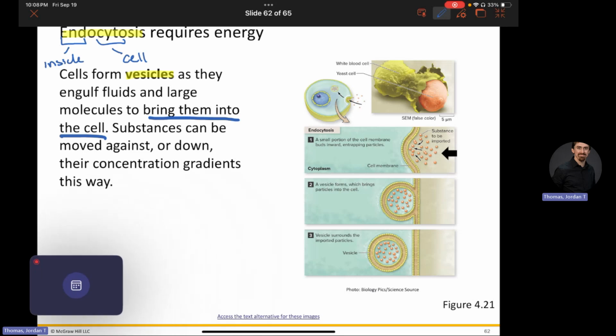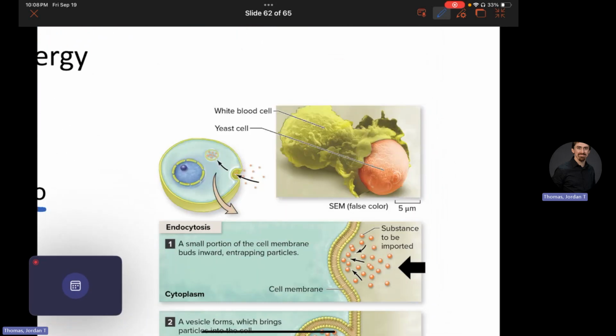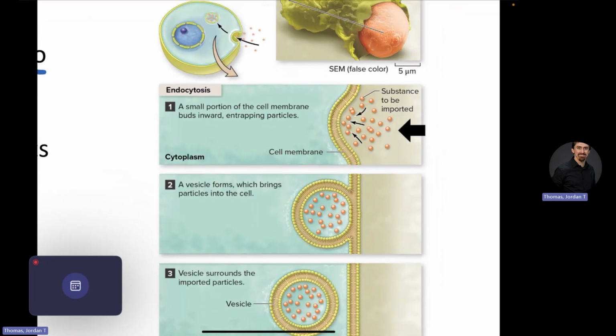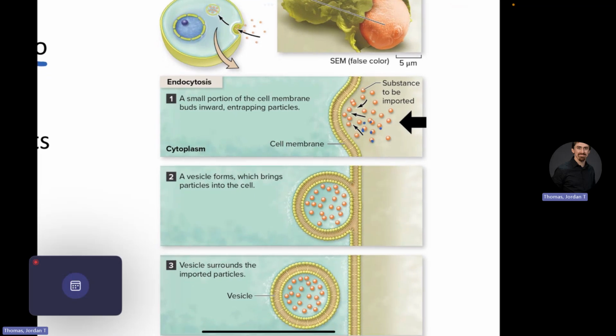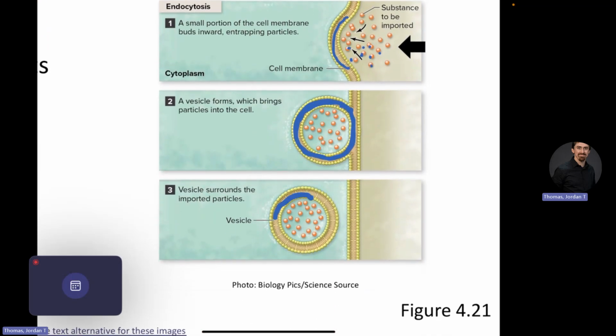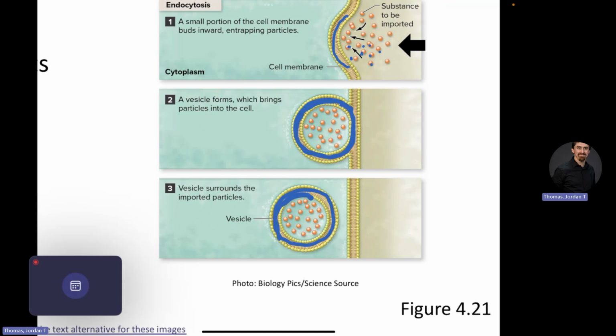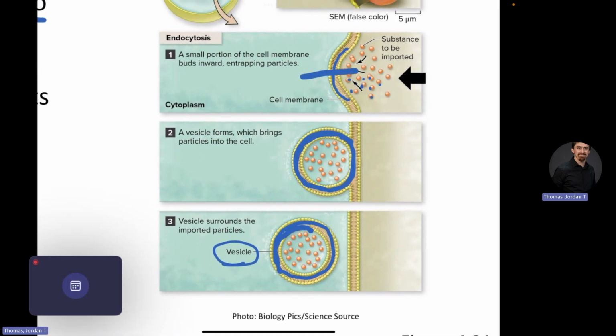So we can see in this example here, we have these molecules here, and this membrane is being pinched. It's going to keep being pinched until we get this circle of membrane that engulfs those molecules, and then that membrane separates. That separation creates what's called a vesicle. A vesicle is just a circular structure of membrane. So in endocytosis, we are pulling these molecules into the cell by creating a vesicle.